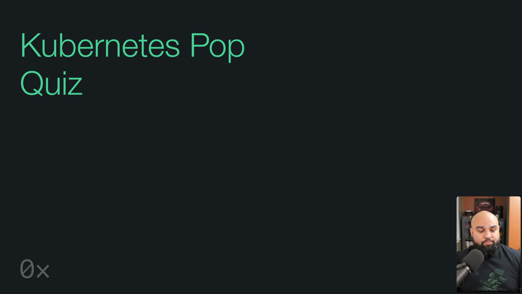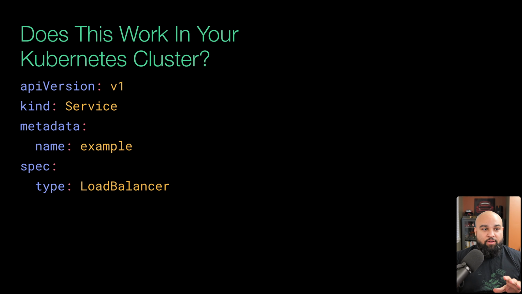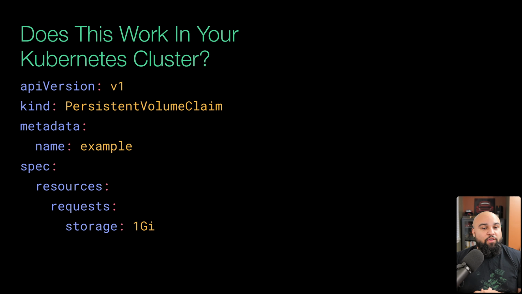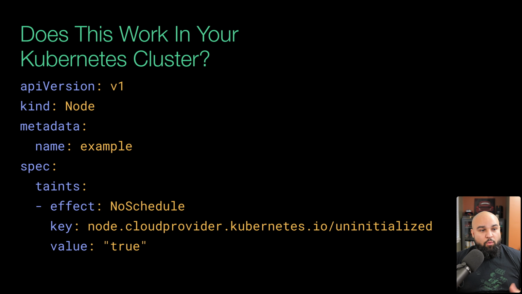Kubernetes Pop Quiz. Does this work in your cluster? This is a manifest that creates a service of type load balancer. Does it work in your cluster? How about this one? This one creates a persistent volume claim and it's requesting a 1 gigabyte volume. What about this? This is the node manifest showing that a node has a taint of node.cloudprovider.kubernetes.io/uninitialized, and that taint has the effect of NoSchedule. If you don't even know what that is, that's fine. We're going to talk about this because these are things that people creating Kubernetes integrations need to think about.